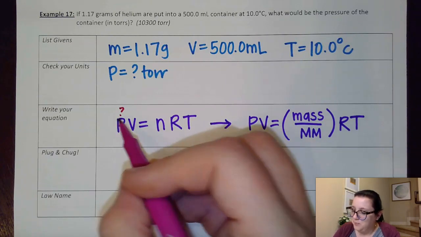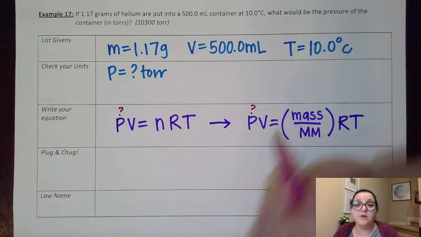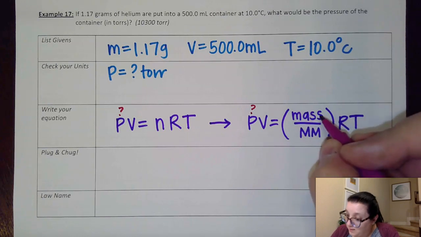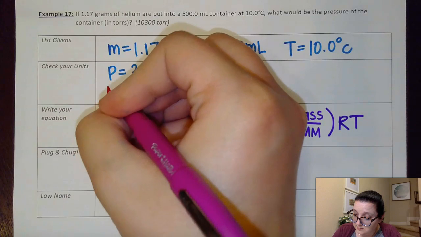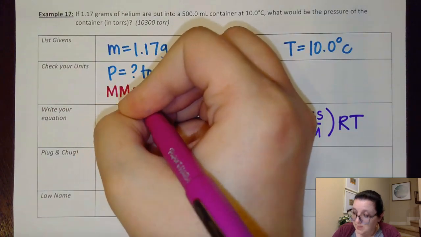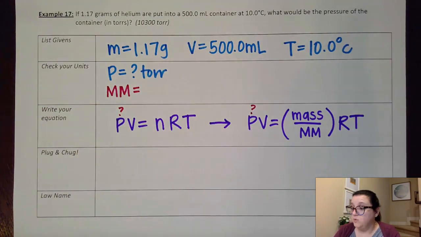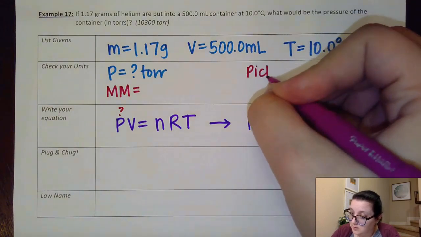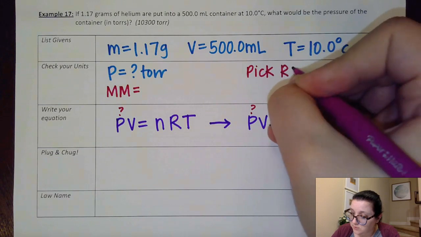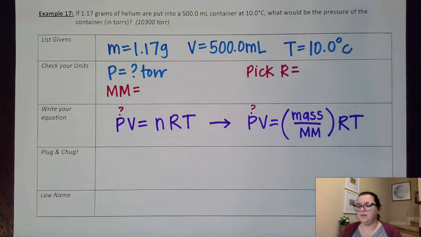Now, I put the question mark here. Really, I should have put it over here. I have my mass, but I don't have a molar mass yet. I also don't yet have an R value, so we're going to have to pick an R to use. Okay, so quite a bit here that I'm missing.